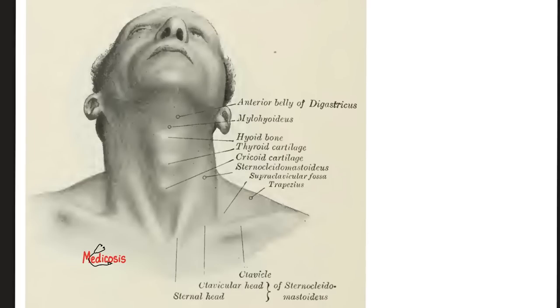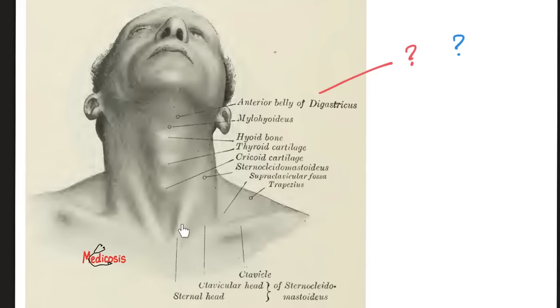What is this dude looking at? This is the anterior belly of the digastric muscle. If you know the name of the nerve that supplies the anterior belly of the digastric muscle, comment below. How about the nerve that supplies the posterior belly of the digastric muscle? Comment below. This is the mylohyoid muscle or mylohyoideus. This is the hyoid bone. This is the thyroid cartilage or Adam's apple. And this is the cricoid cartilage. The continuation of the cricoid cartilage is, you guessed it, the trachea.